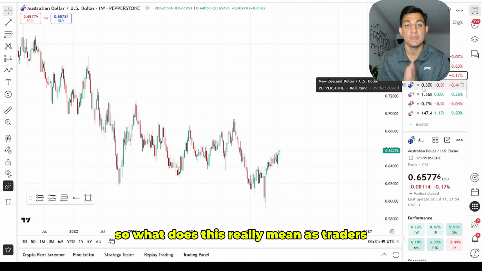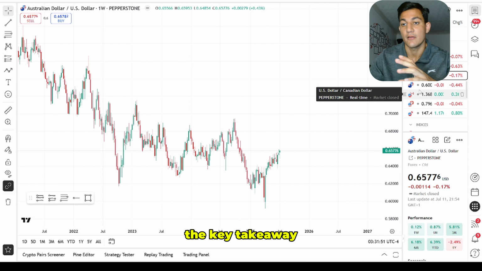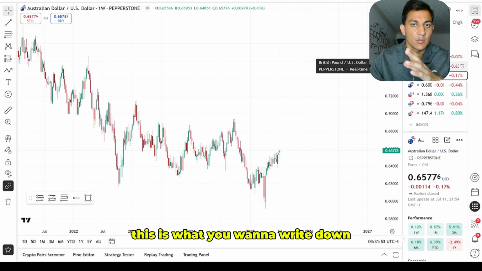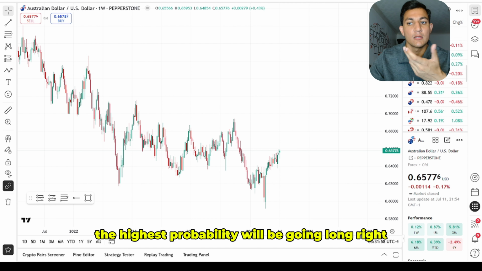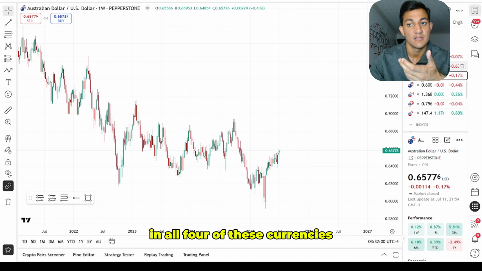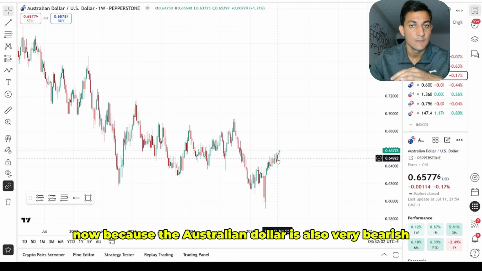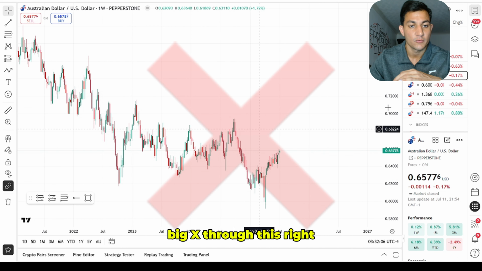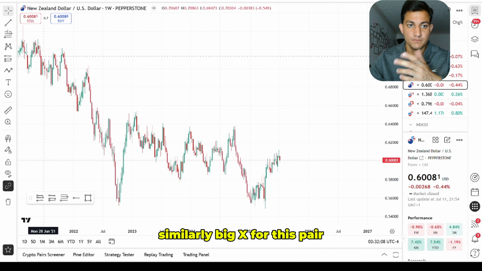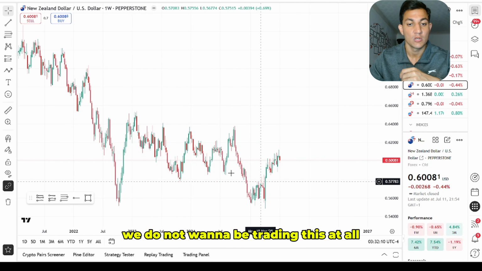Okay, so what does this really mean as traders? This is the golden nugget, the key takeaway. This is what you want to write down, right? Because the dollar's bearish, the highest probability will be going long, right, in all four of these currencies. Now, because the Australian dollar is also very bearish, you do not want to trade this, right? Big X through this, right? Similarly, big X through this pair. We do not want to be trading this at all.